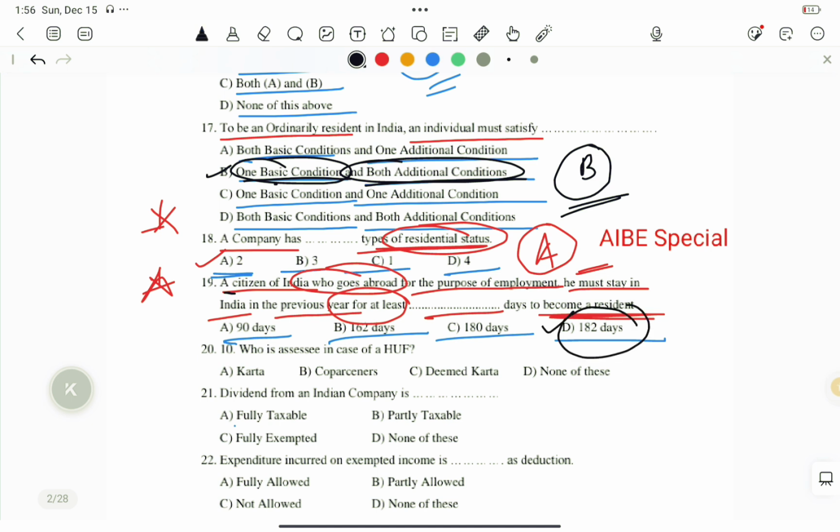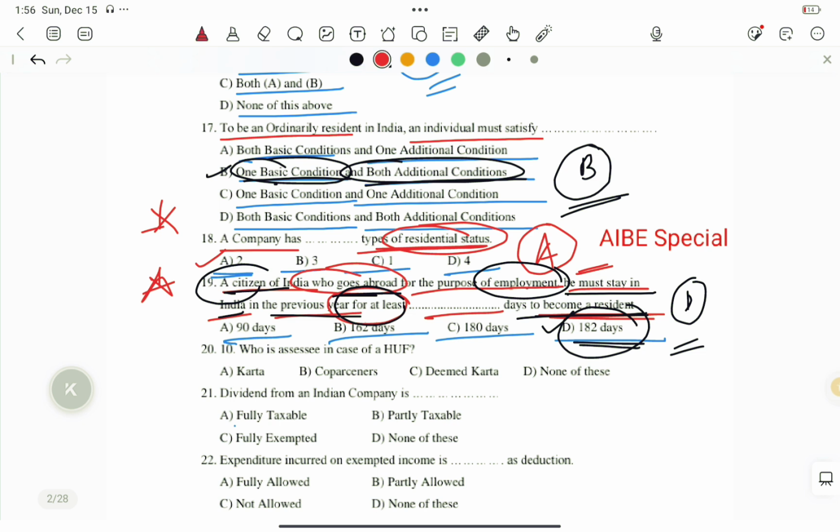That means if an Indian citizen goes abroad for the purpose of employment, then in that case he must stay in India in the previous year for at least 182 days to become a resident. So in this case, the correct option will be option D. Okay, so now moving to next question.